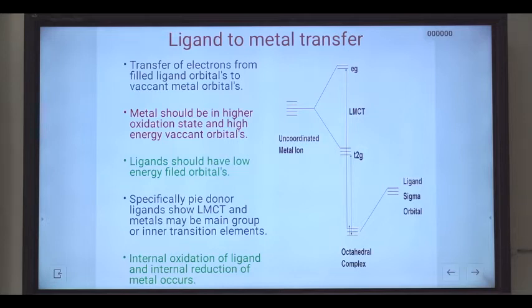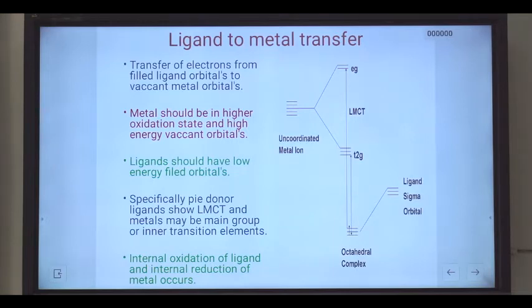From here the electron will transfer to the t2g orbital as well as to the eg orbital. So that is why L to M transfer will take place. So specifically, what kind of ligands play their role in ligand to metal transfer?